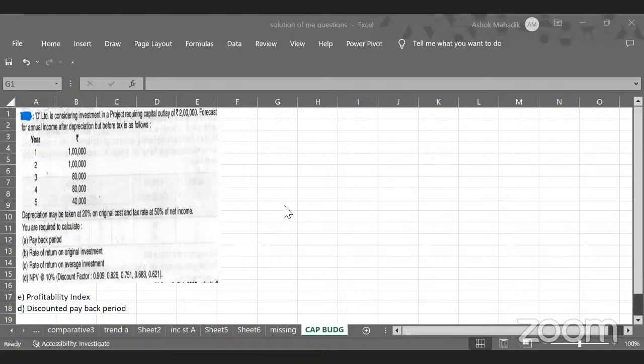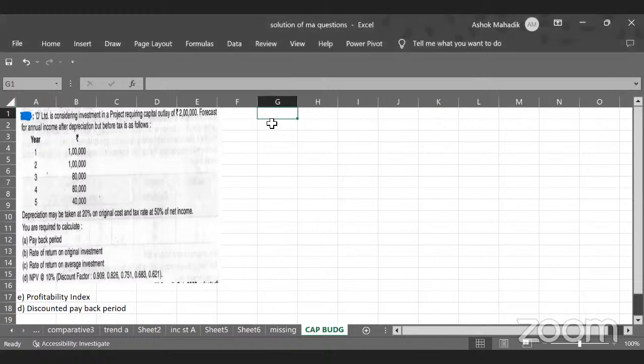T Limited is considering investment in a project requiring capital outlay of rupees 2 lakhs. Forecast for annual income after depreciation but before tax is as follows. So we are given profits, after charging depreciation but before charging tax. Okay. So first of all, we have to make one table for calculating cash inflows. So I'll make one table showing calculation of cash inflows.